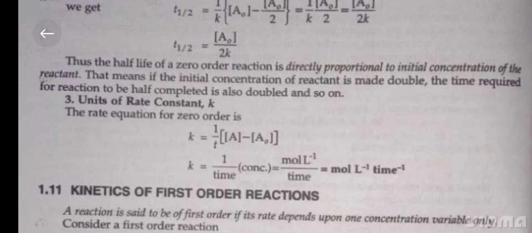Units of rate constant K. The rate equation for zero order is K is equal to 1 by time into concentration, which is equal to moles per liter per second.